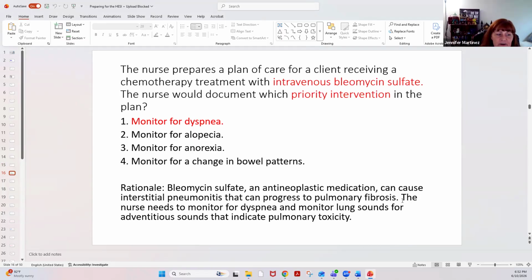So we're going to monitor them for shortness of breath. We're also going to listen to their lung sounds. That would indicate any of that pulmonary toxicity that could be occurring.